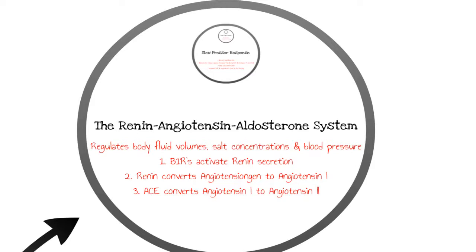Basically, the beta-1 receptors on the juxtaglomerular cells in the kidney sense a decrease in blood pressure within the kidney or a decrease in sodium chloride resorption in the macula densa, and they activate the renin secretion. Renin then converts angiotensinogen to angiotensin I, and then ACE, or the angiotensin converting enzyme, converts angiotensin I to angiotensin II. And then the three following steps occur.